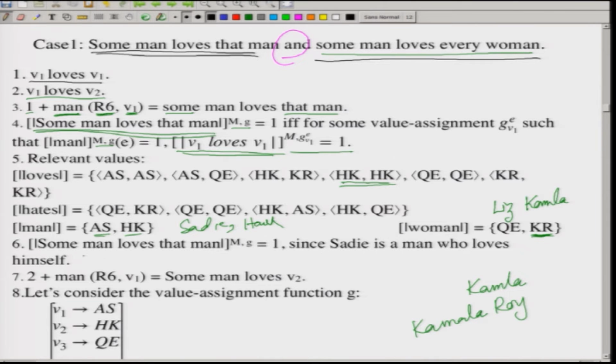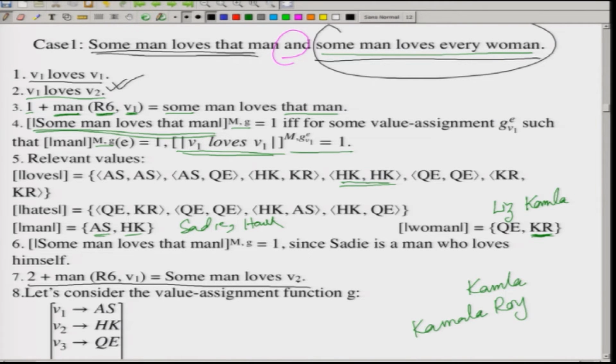So that is why some man loves that man is 1, since Sadie is a man who loves himself. Then we go to the second part of the statement, that is some man loves every woman. In this we see that we start here. So that is 2 plus man, we once again apply R6 and we apply that to V1. So this V1, R6 gives us some man loves V2. V2 remains V2 because there is no repetition here, it is just one occurrence of V2.